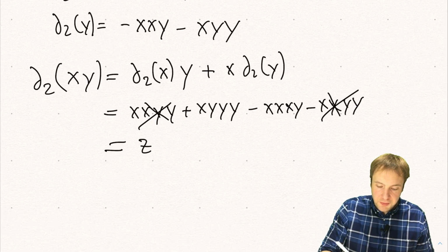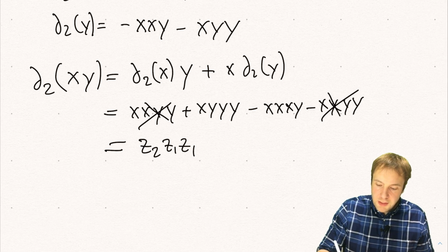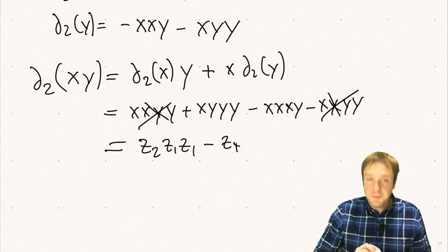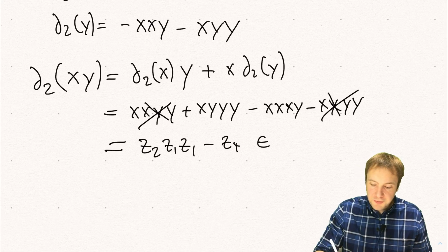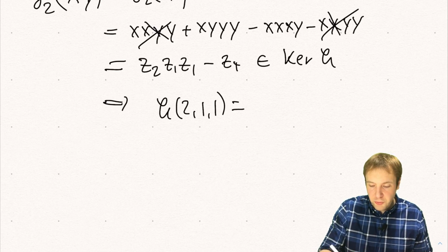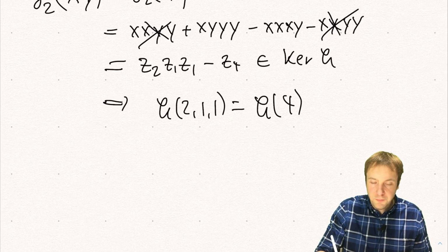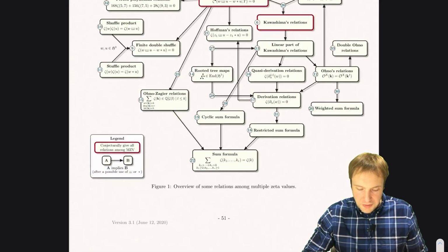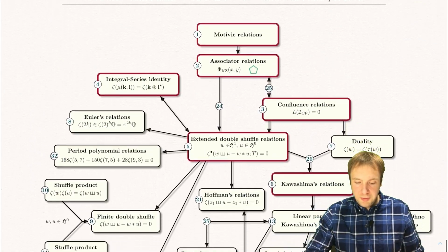Which if we write it in the z alphabet is z2 1 1 minus z4. The statement of this derivation relation is that this is in the kernel of the zeta map, but this is what we know because zeta(2,1,1), which is also duality, is zeta(4). Okay, and so that's all for today.